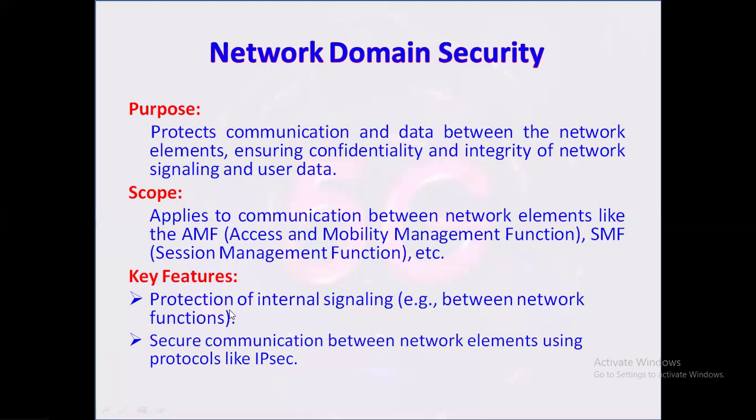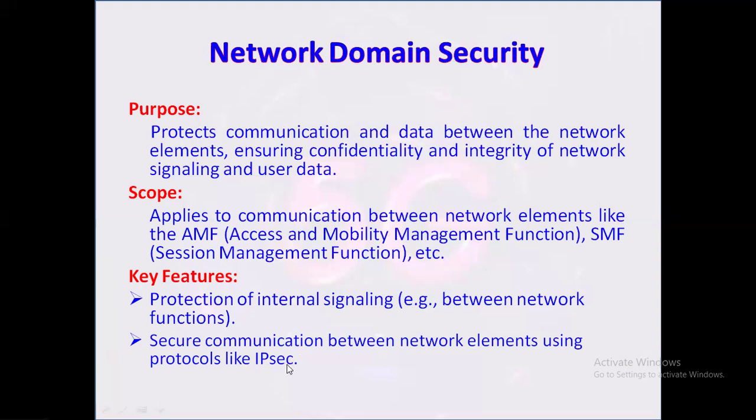Next, the key features are protection of internal signaling. First, NDS secures internal signaling between network functions, preventing data tampering and unauthorized access. And it secures communication using protocols like IP security. Communication between network elements is secured through protocols like IP security, which provides encryption, integrity protection, and authentication.